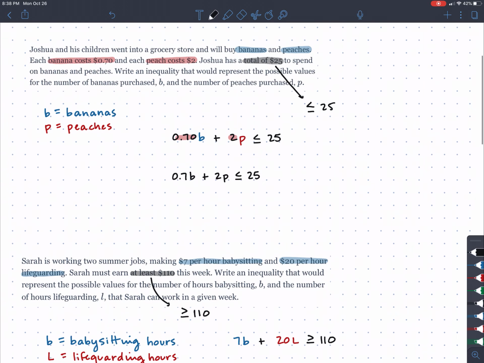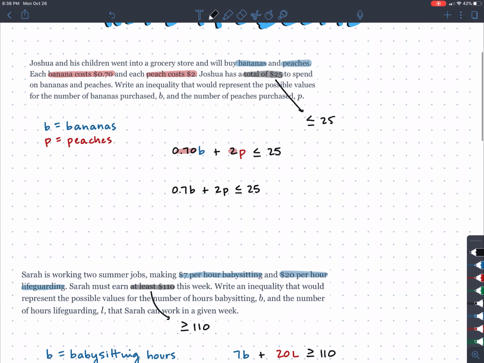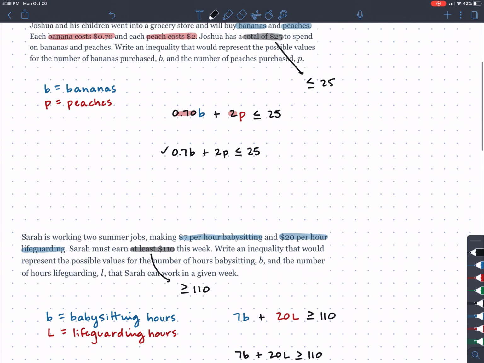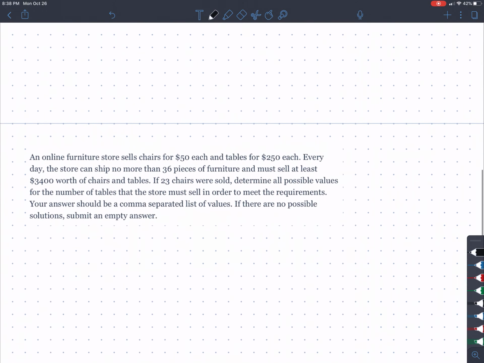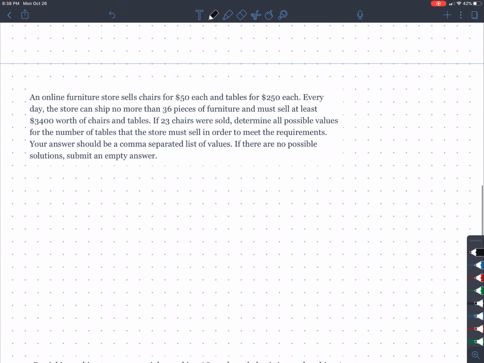So these were inequalities where we just had one thing going on. Here we just had the cost of the peaches. Here we just had number of hours worked. Okay, so now we're going to look at some situations where there's more than one thing going on. And the only part of this question that we're going to focus on is writing our system. So I'm not going to worry about the second part of that question.